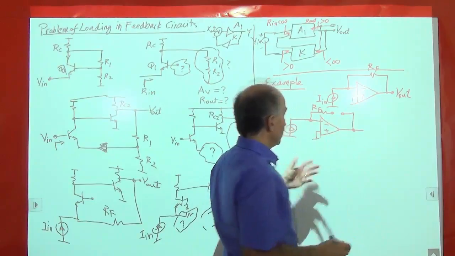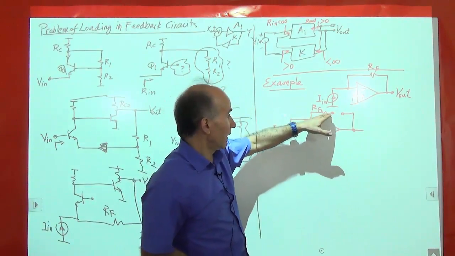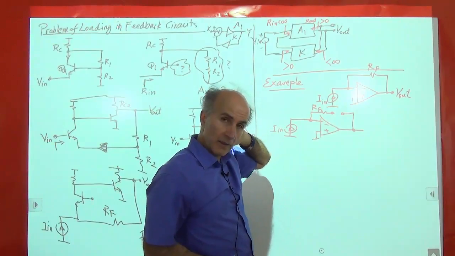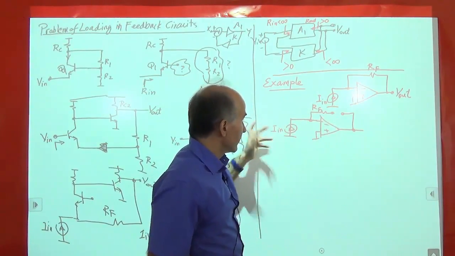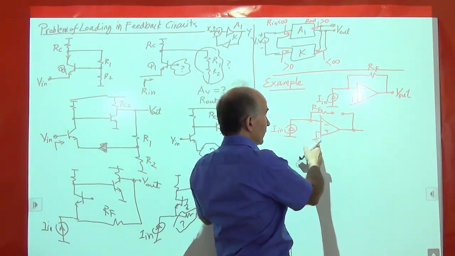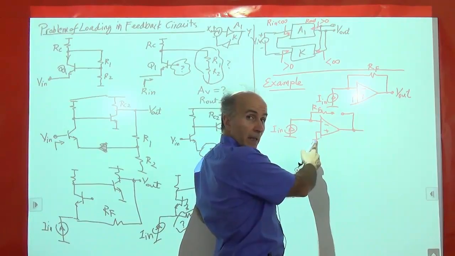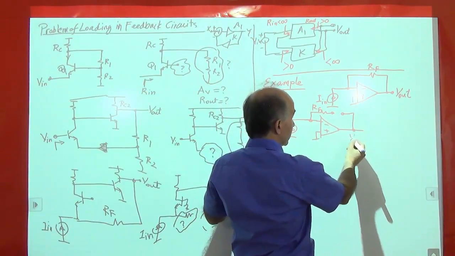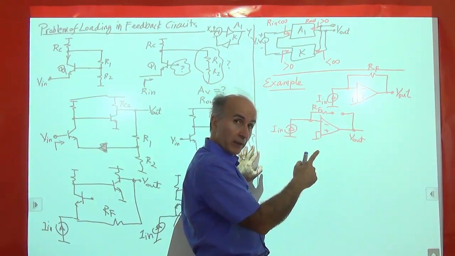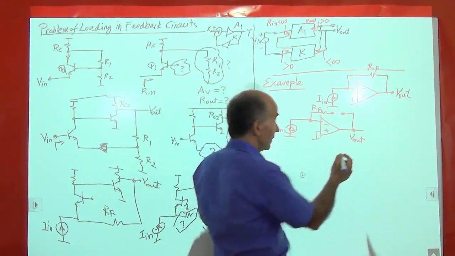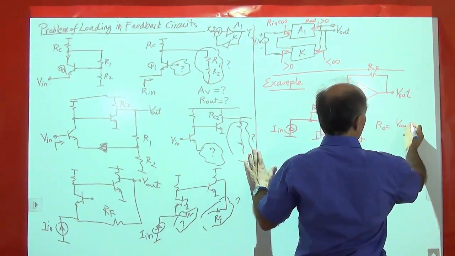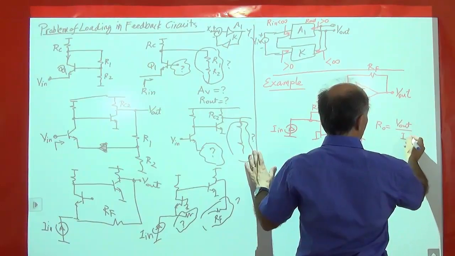So what exactly should I do here? Should I just take RF out because I have broken this loop? Should it be there? You can see that if I take RF out, something else goes wrong in this case. I in needs to flow through a very high impedance. And then we're still trying to find V out over I in for the open loop circuit, right? Which we denoted by R0. So R0 is equal to V out over I in.